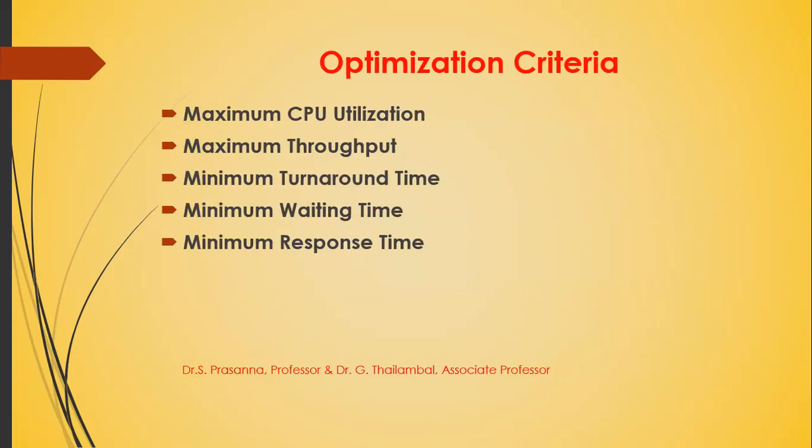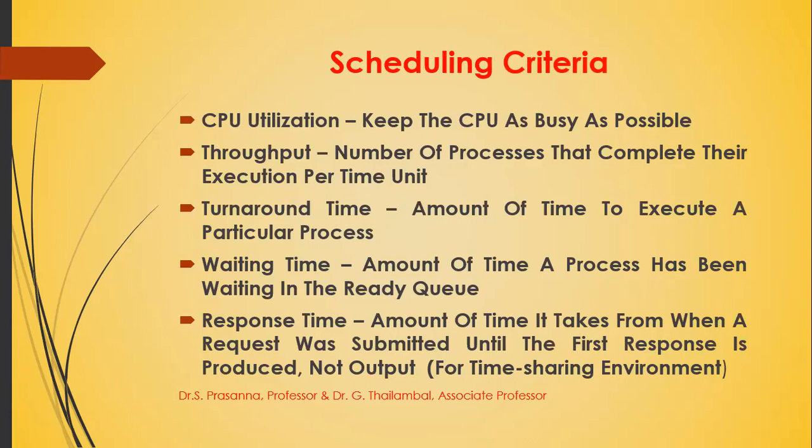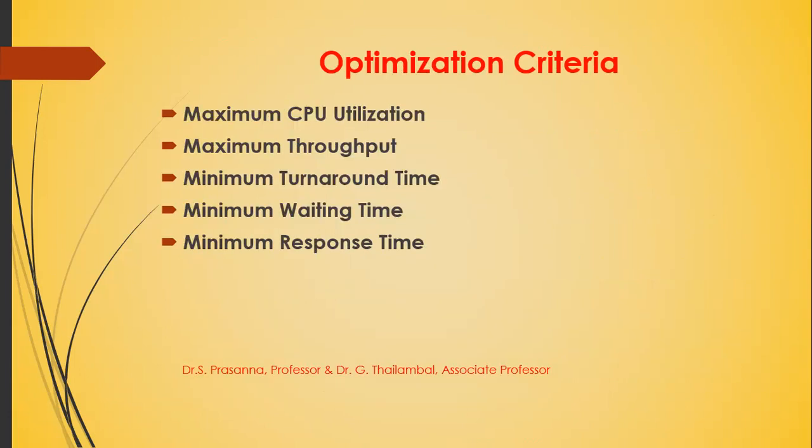Optimization criteria. The CPU utilization should be maximum. Throughput should also be maximum, and the turnaround time should be minimum. The turnaround time is the amount of time to execute a particular process. If it is a maximum turnaround time, every process will take more time, so the CPU is utilized in a very poor way. So that should be only minimum.